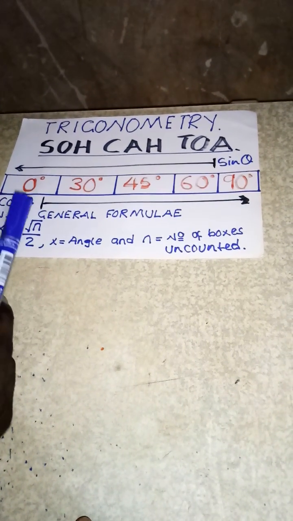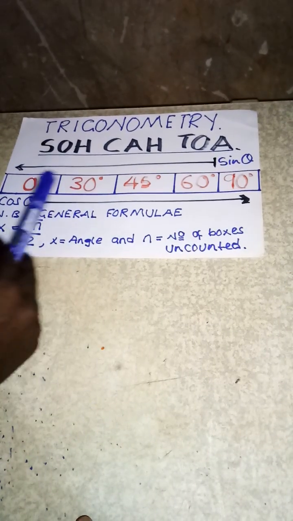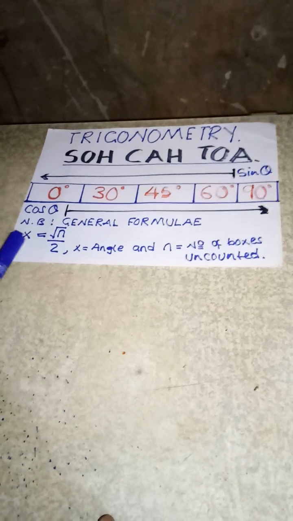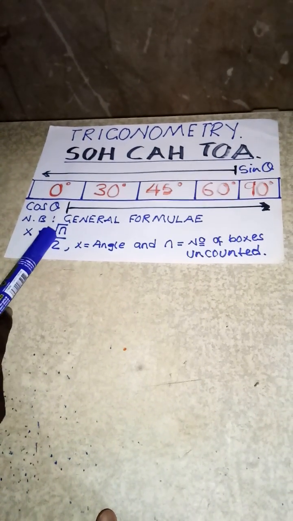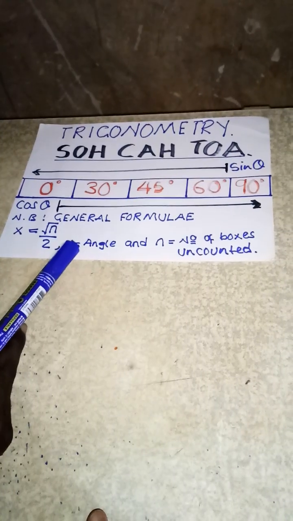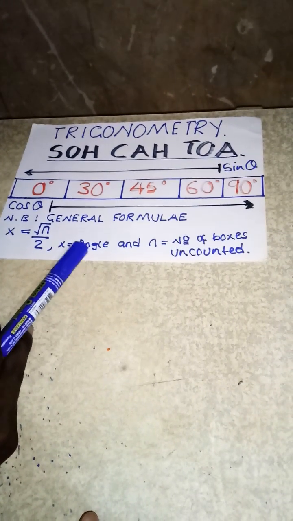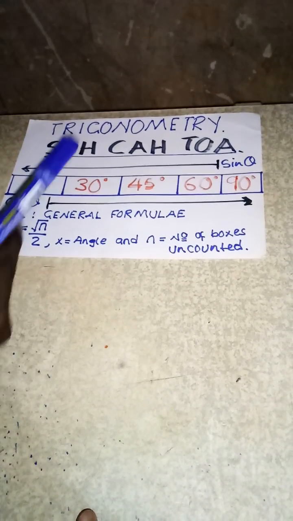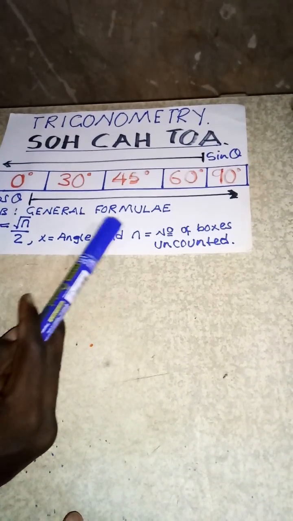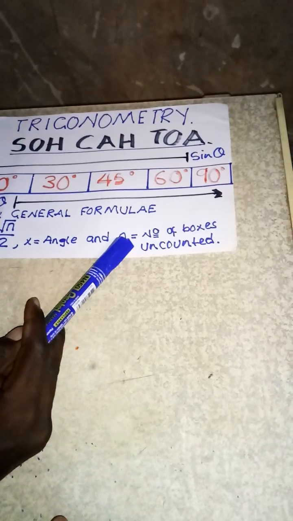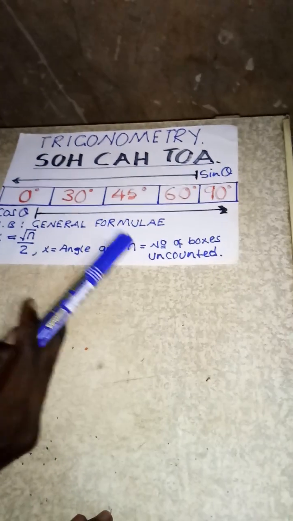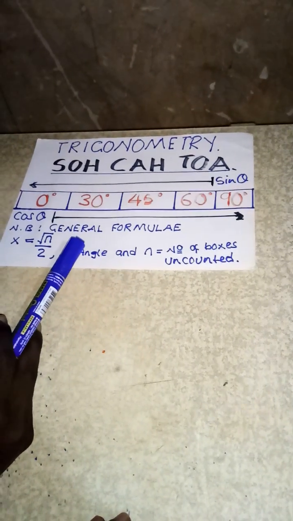So now the general formula to find the special angle of these angles which are here under SOHCAHTOA is this: x equals the root of n over 2, where x equals the angle, which can be sine 0 degrees, cos 0 degrees, or tan 0 degrees, and n equals the number of boxes uncounted. Is that okay?